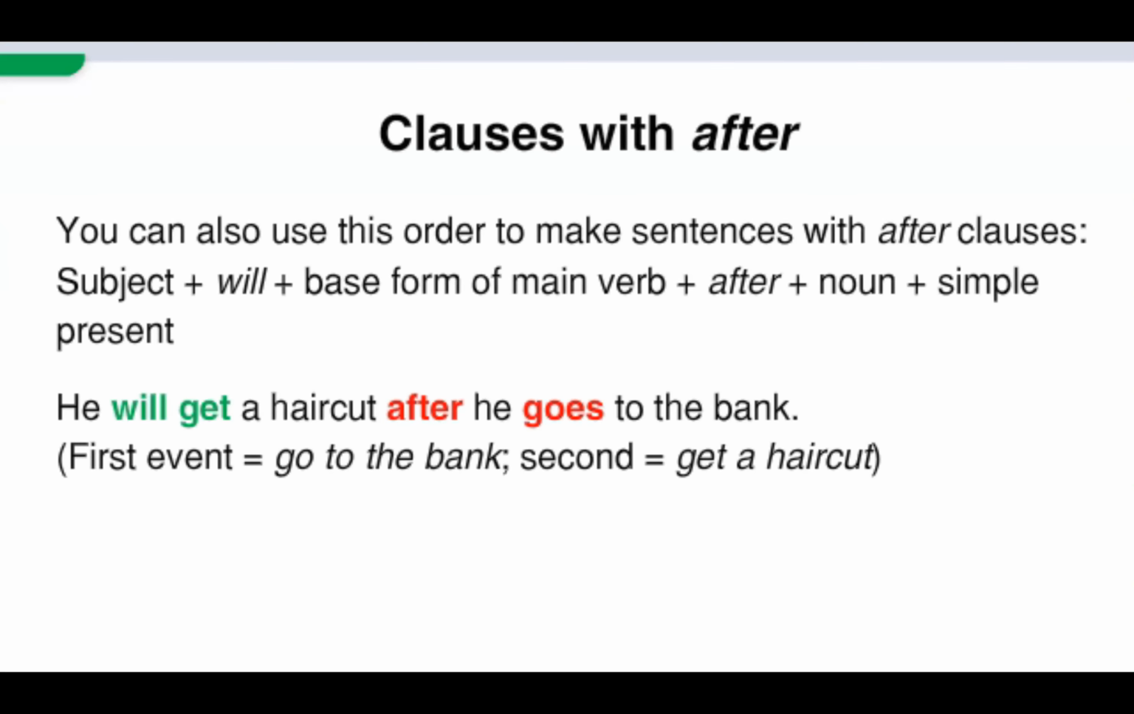Clauses with after. You can also use this order to make sentences with after clauses. Subject plus will plus the base form of the main verb plus after plus noun plus simple present. He will get a haircut after he goes to the bank. The first event is go to the bank. The second event is get a haircut.